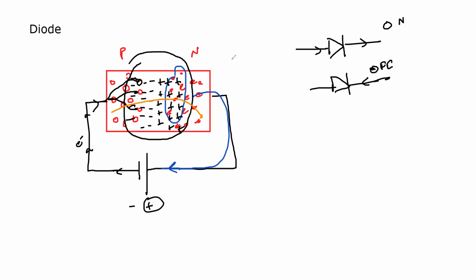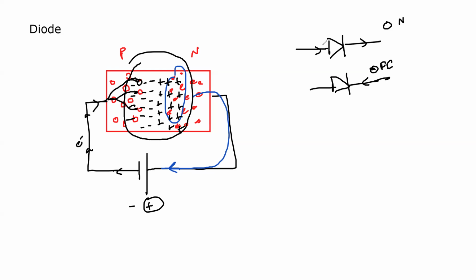Charges are not able to flow from one end to another. From the N type, electrons are removed, and towards the P type, electrons are added. So as a result, the barrier width is increasing. When the barrier width is increasing, we don't observe any flow of charge through the diode. So we say the current is zero.